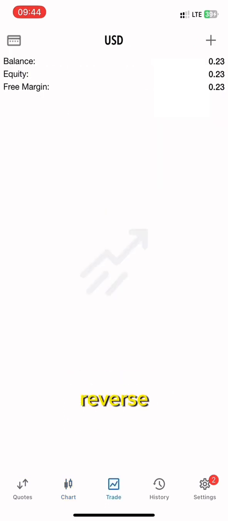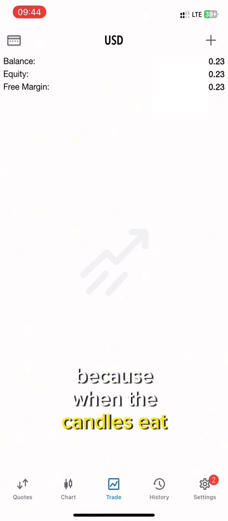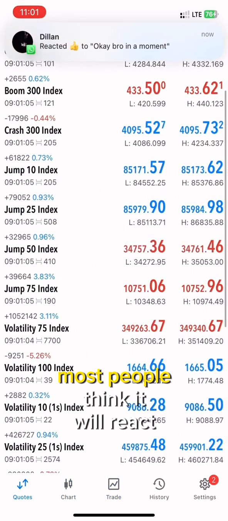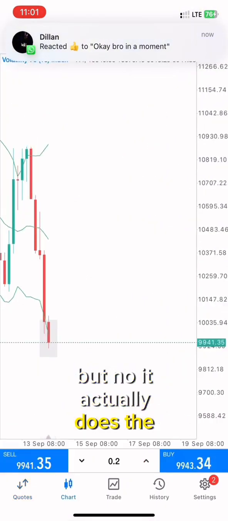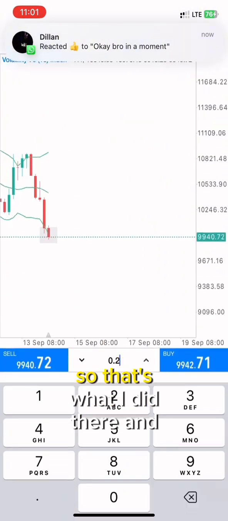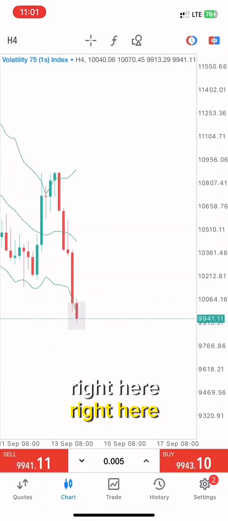You see there is no reverse, and I've just entered a buy, because when the candles hit a Bollinger Band, most people think it will react by going downwards, but no, it actually does the opposite. Okay, so that's what I did there, and ended right here.